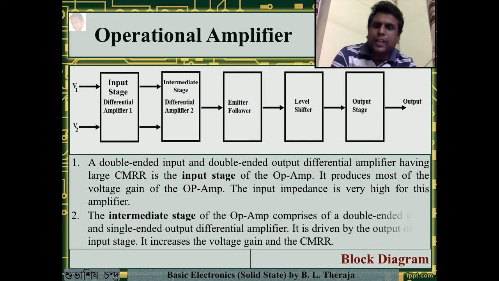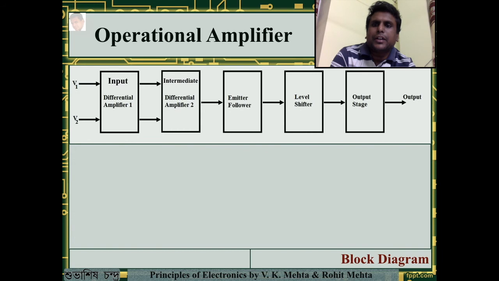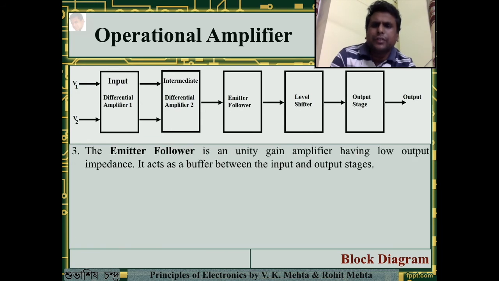The intermediate stage of the op amp is a double-ended input but a single-ended output differential amplifier. It is driven by the output of the input stage, and it increases the voltage gain and the CMRR of the entire operational amplifier. The third is an emitter follower, which is just a unity gain amplifier having low output impedance. It basically acts as a buffer between the first 2 and the last 2 stages. The first 2 are the input stages and the last 2 are the output stages.